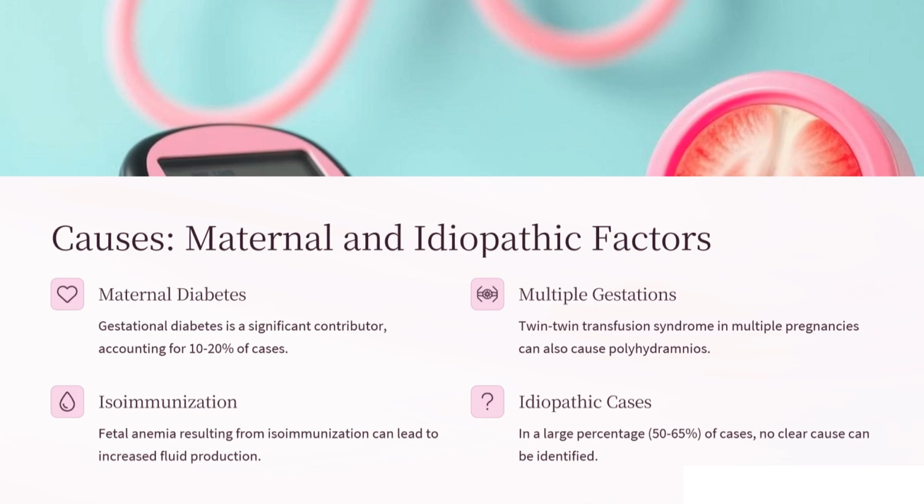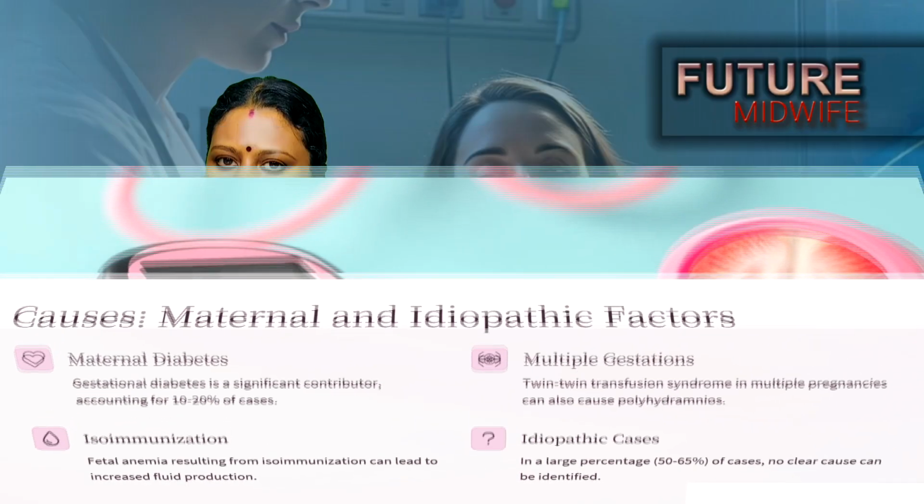The third one is multiple gestation. Twin to twin transfusion syndrome in multiple pregnancies can also cause polyhydramnios. The last one is the idiopathic cause. In a large percentage, like 50 to 65% of cases, no clear cause can be identified. Apart from that, some maternal infections such as urinary tract infection can also cause polyhydramnios.